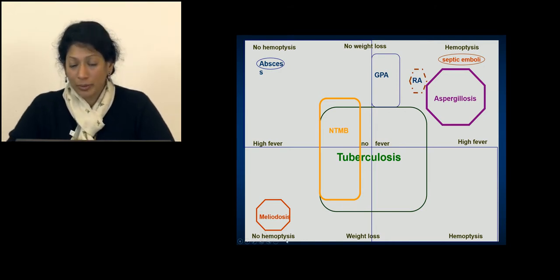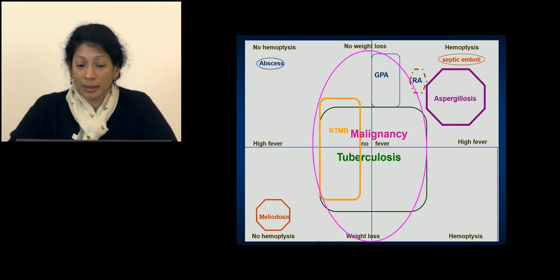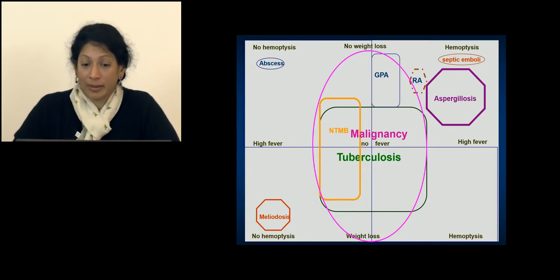So just to show you that we have a lot of overlap, and when you then put in malignancies, they really have presentations in all four boxes, so they are in all areas. As you see, there is a lot of overlap.